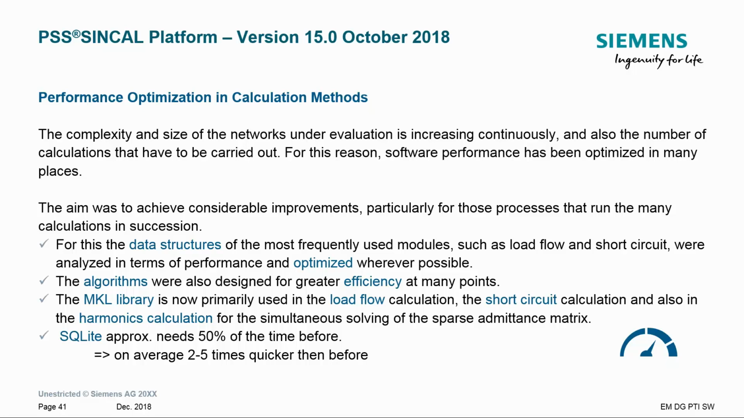And when we get back to the beginning of this presentation, working with SQLite gives up to 50% time saving against MS Access. So on average, we believe that we got a speed improvement of up to 2 to 5 times. And this is really something you will feel with the new version, for sure.